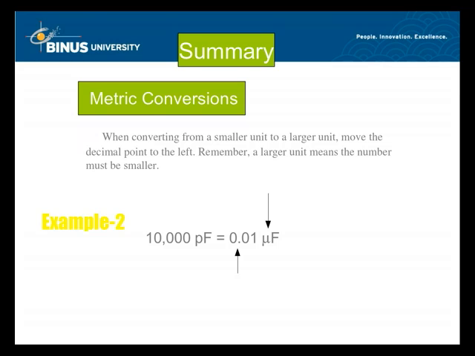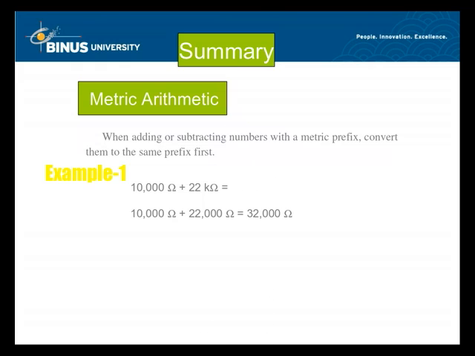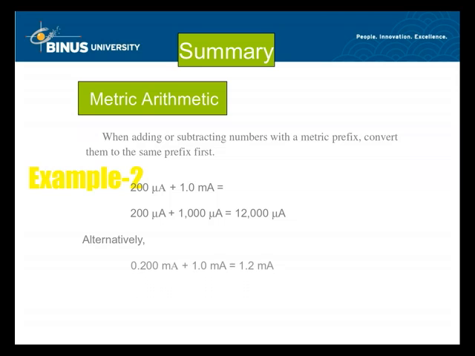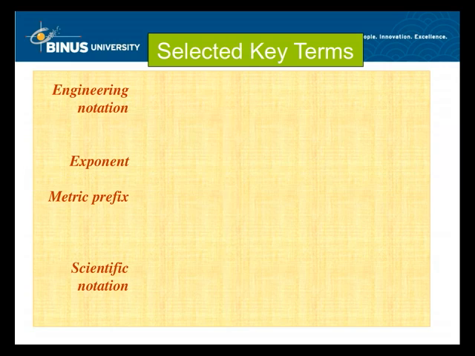And here's metric arithmetic. How to perform additions or subtractions or multiplications, and how does it affect the prefixes. Here's another example, how to do arithmetic for two different metrics of ampere, one in micro and one in milli. You can either bring the milli down to micro or the other way around. Here is the other way around.